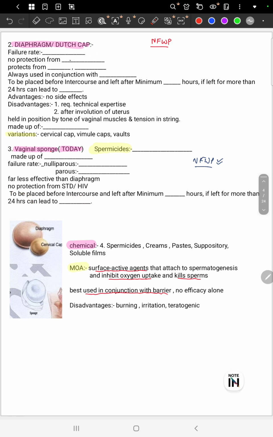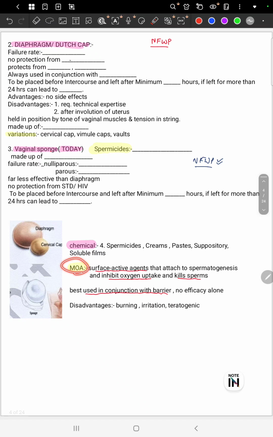Now both of these products, that is diaphragms or the Dutch cap as well as the vaginal sponge, these are available under the National Family Welfare Program. Now this is the diaphragm, this is the cervical cap and this is the vaginal sponge. हालांकि they require technical expertise and because of which their use is less. Now these are all the physical methods in the barrier method. Also the barrier method consists of chemicals. So chemical, it consists of the spermicides, creams, paste, jellies.